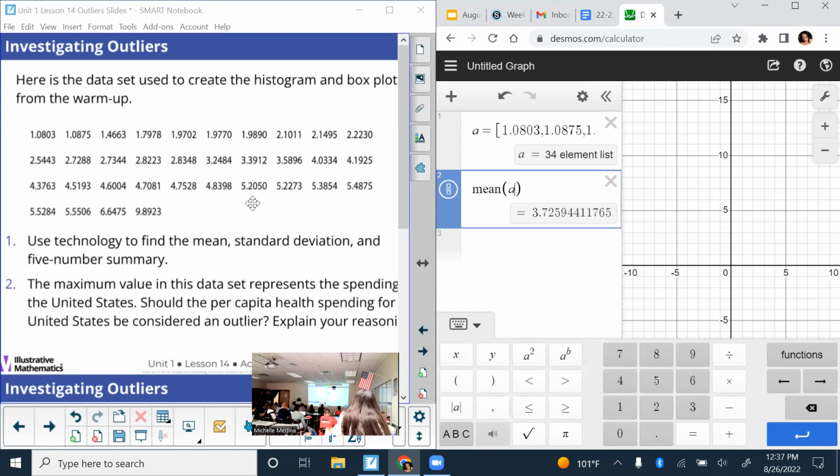All right, so my mean, I'm going to write that in my paper because that's on your note paper. So you want to write that down. I'll write it up here because I need a lot of room. Since they round their data to 4 decimal points, I'm going to round my mean to 4 decimal points. So you guys know how to round?